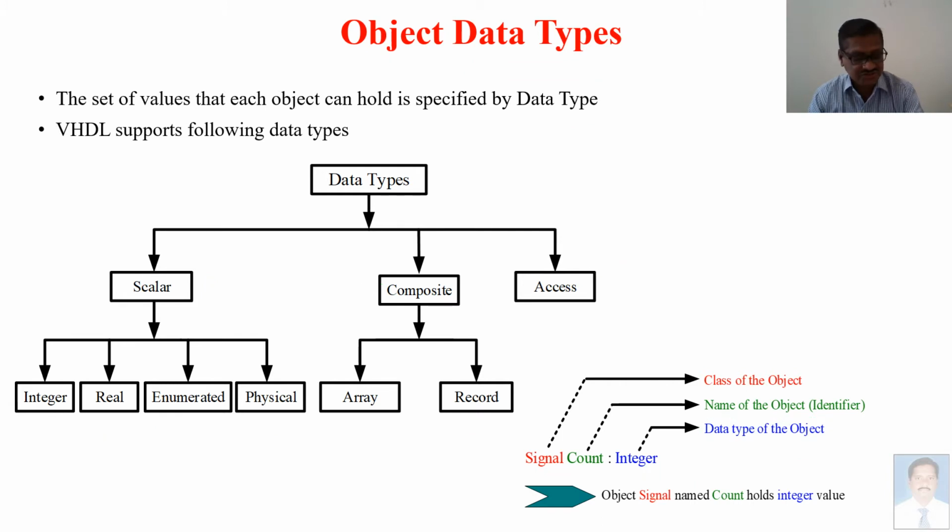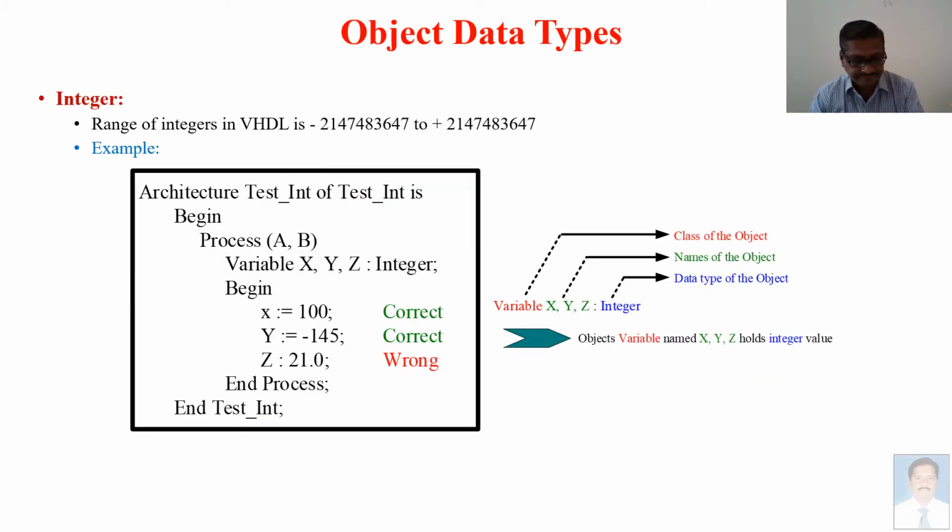I will start the discussion with the first data type, which is the integer. Now in this case, integer is the data type. The range of integers in a VHDL program is from minus this value to plus this value. That is the range. And how can it be defined?